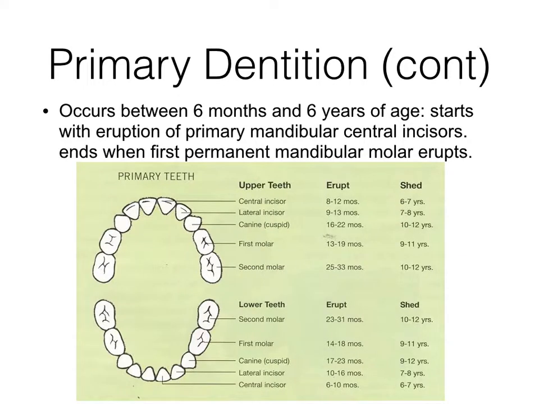Primary dentition occurs between 6 months and 6 years of age. It starts with the eruption of the primary mandibular central incisors, and it ends with the first permanent mandibular molar when they erupt. If you look at the picture, you can see a general time frame of when they erupt and when they shed. So the maxillary central incisors will erupt around 8 to 12 months of age, and they'll shed around 6 to 7 years.